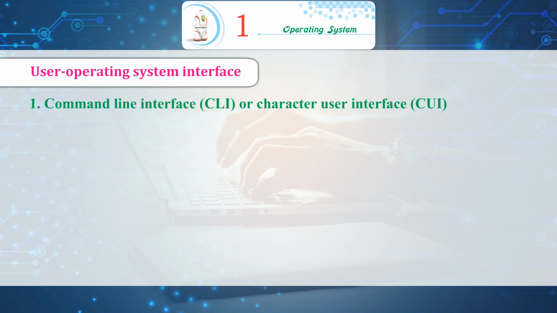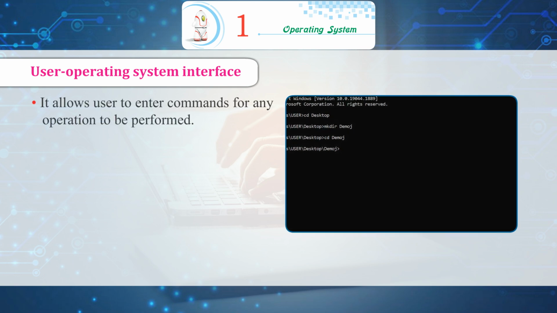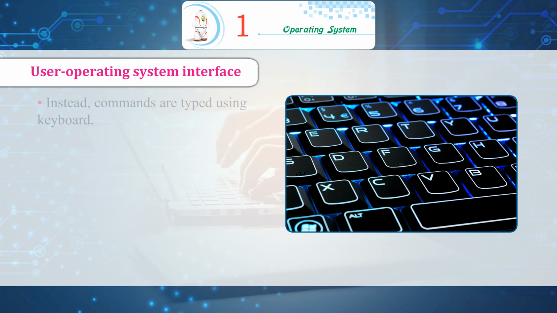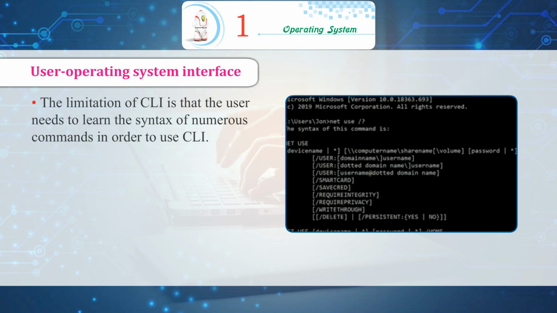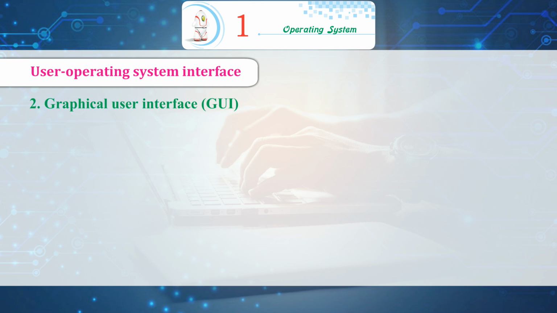1. Command line interface, CLI, or character user interface, CUI. It allows the user to enter commands for any operation to be performed. Here, unlike GUI, the mouse is not used. Instead, commands are typed using the keyboard next to a prompt. The limitation of CLI is that the user needs to learn the syntax of numerous commands in order to use CLI. Example: Unix, MS-DOS.